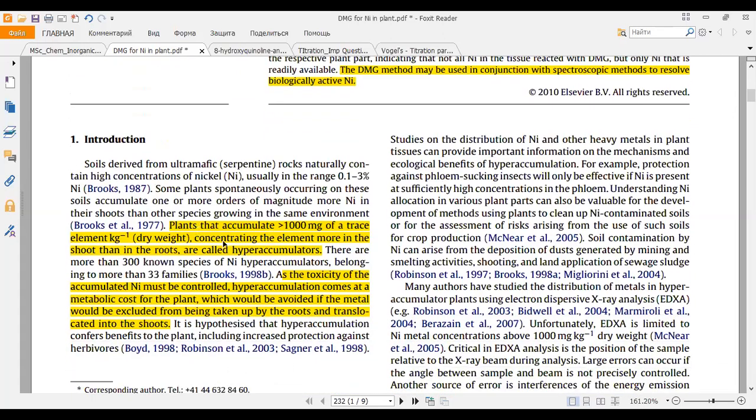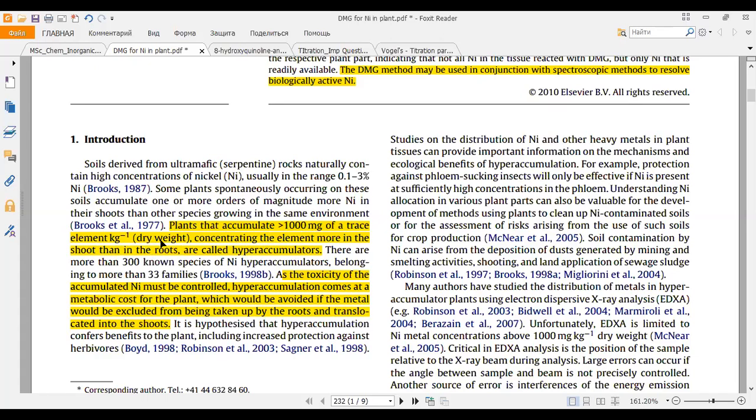And like I said, we'll be focusing on these highlighted results. Okay, plants that accumulate more than 100 milligram of trace elements per kg dry weight concentration, they're concentrating the element more in the shoot than in the roots, are called hyperaccumulators. So what is hyper? Hyper means more, or high. Accumulator means to accumulate, to store. So how much more? If it is more than 1000 milligram, which is more than 1 gram for 1 kg of dry weight of the plant.